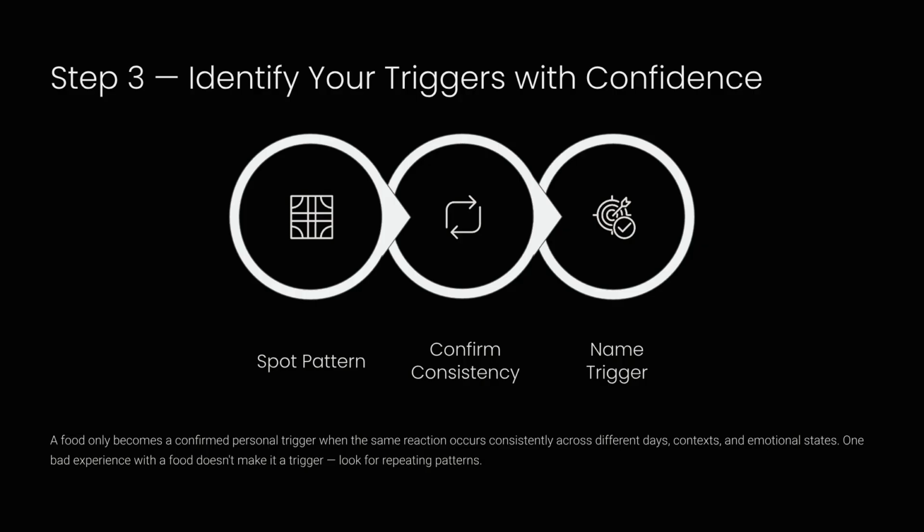Step 3 is to identify your triggers with confidence by spotting patterns, confirming consistency across contexts, and naming the trigger. A food is a confirmed personal trigger when the same reaction occurs consistently across different days, contexts, and emotional states.